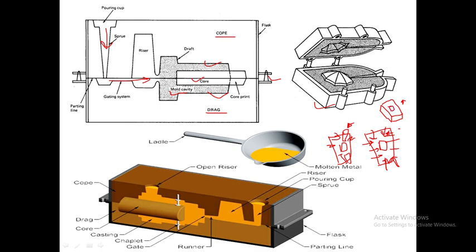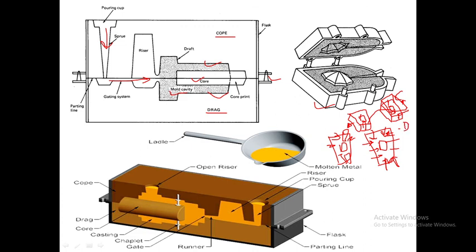Again this blue box is also flipped, and the pattern is removed from these boxes, and again we get such a cavity, and here also we get the sprue and gating system. This flask is kept over here, and it is fixed by inserting a locating pin on both sides. This top box is called a cope, and this bottom one is called a drag.